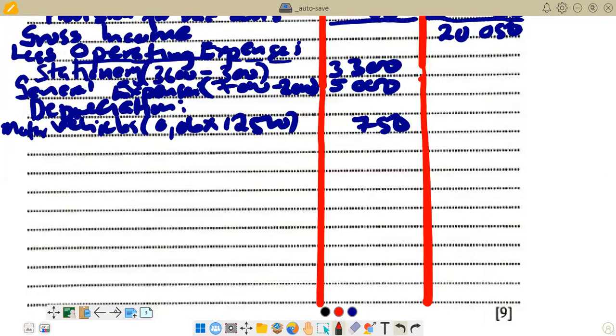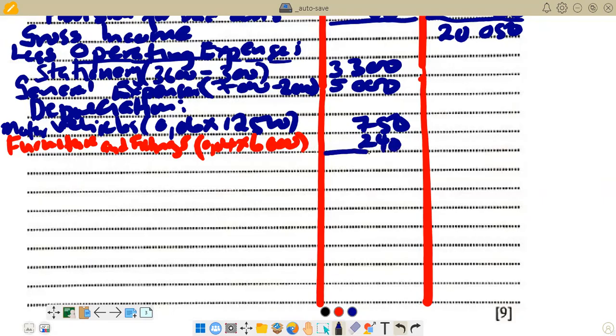If you come here now, it's now furniture and fittings. And remember, we are saying it's 4%, which is 0.04. And then we multiply by 6,000. And then obviously the figure that we are getting there is 240. So that marks the end of our operating expenses.